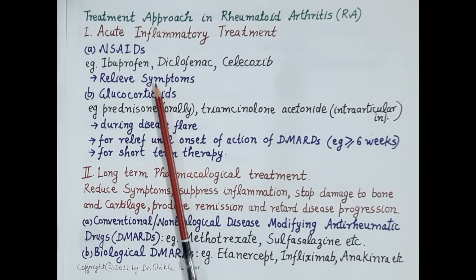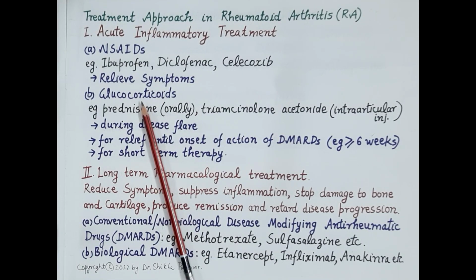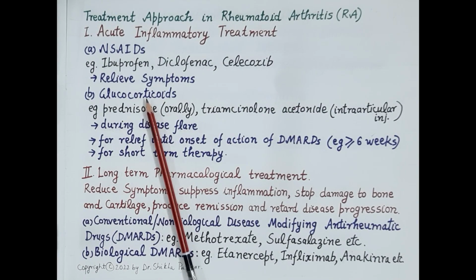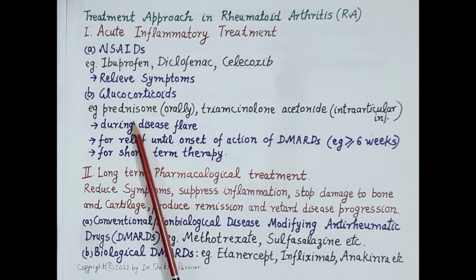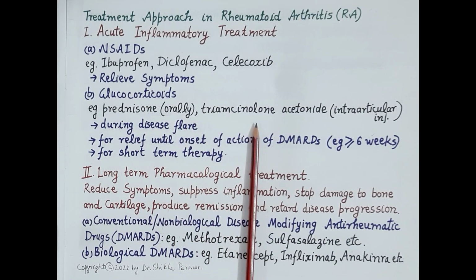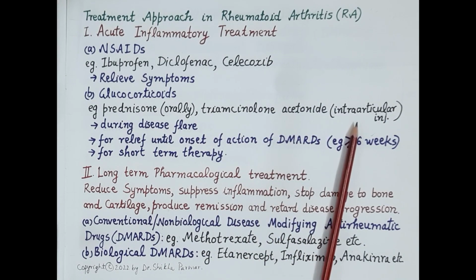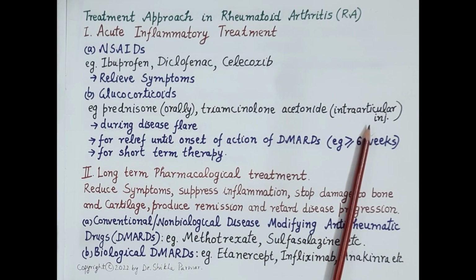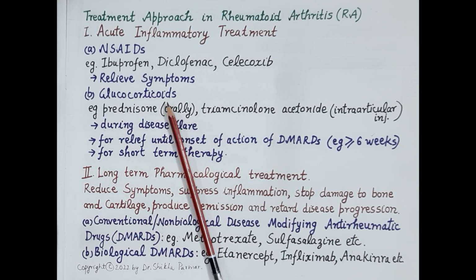They cannot prevent progression of disease. Then glucocorticoids. Now corticosteroids are also used for a short period of time because of their wide range of adverse effects, like for example osteoporosis, glaucoma, peptic ulcer. Now glucocorticoids like prednisolone are used orally, while triamcinolone acetonide is given by intra-articular injection, that is directly into the joints. Now corticosteroids are anti-inflammatory and immunosuppressant agents.